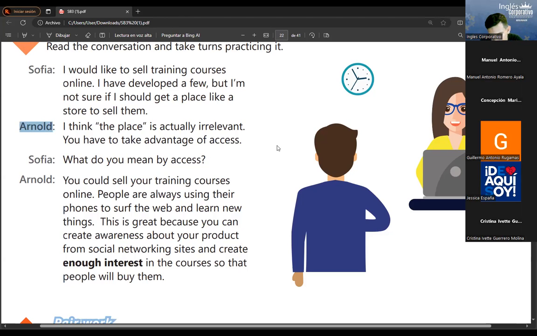3, 2, 1, action. I would like to sell training courses online. I have developed a few, but I'm not sure if I should get a place like a store to sell them. I think the place is actually irrelevant. You have to take advantage of access. What do you mean by access? You could sell your training courses online. People are always using their phones to surf the web and learn new things. This is great because you can create awareness about your product from social networking sites and create enough interest in the courses so that people will buy them.